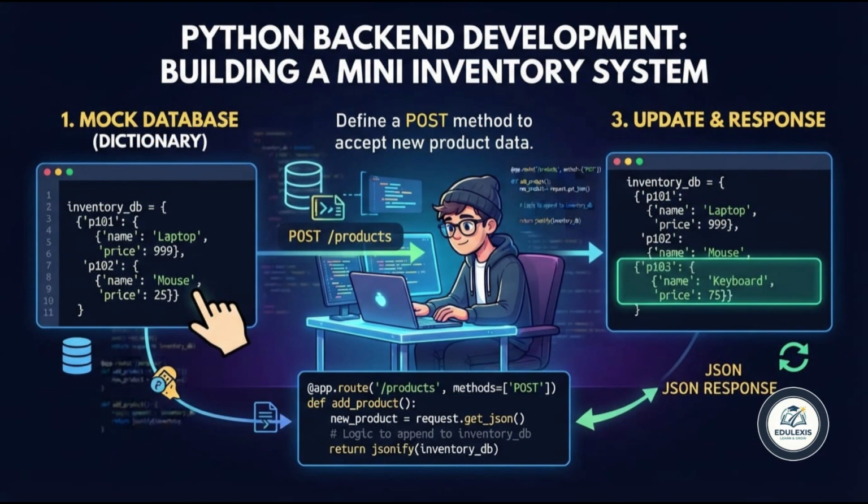Now, combine these concepts. You can build a small inventory system. Create a dictionary that acts as a mock database. Write a POST method that accepts a new product, appends it to the dictionary, and returns the list. You are now officially doing back-end development.